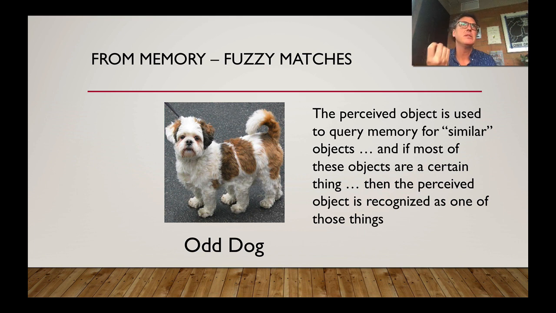So we think this is mostly how the brain recognizes what things are, and this is why it can recognize things it's never even seen before, as long as it's seen things that are similar to that thing. It can still recognize what it is.